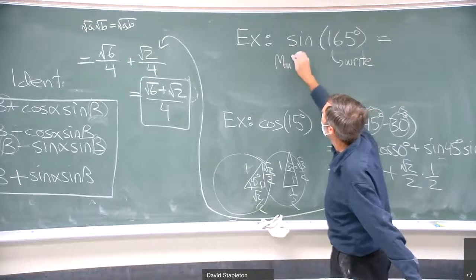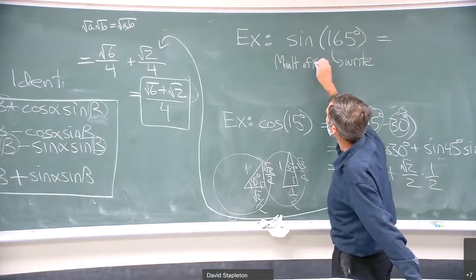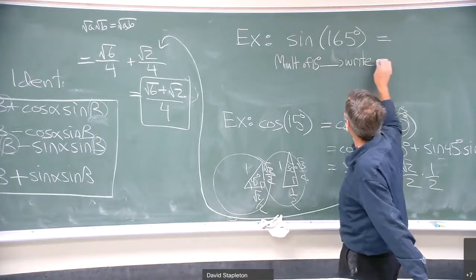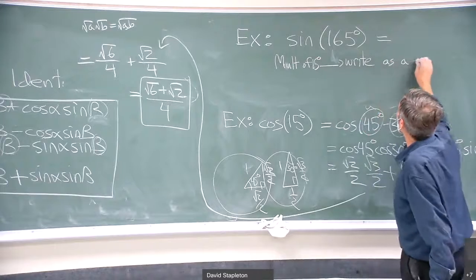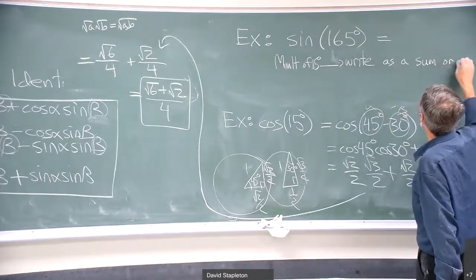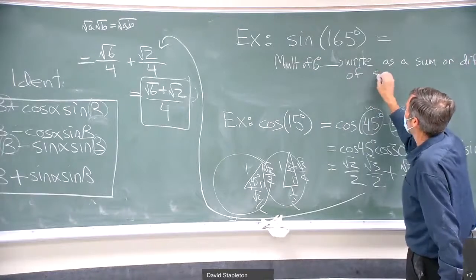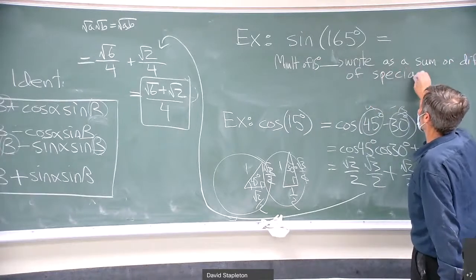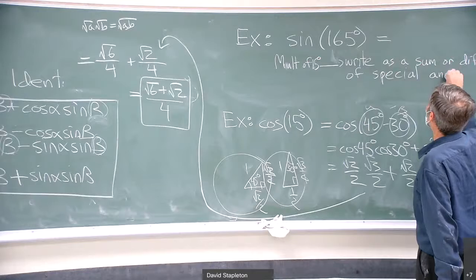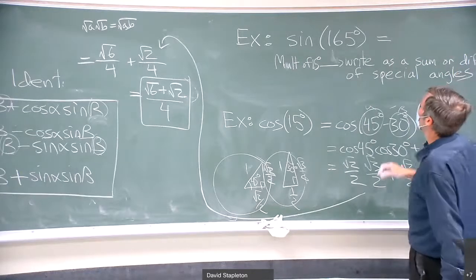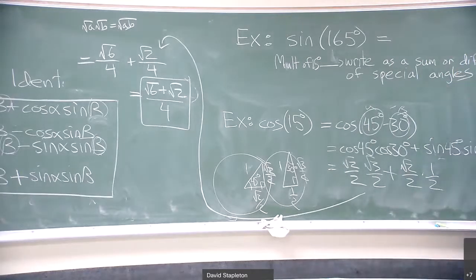Multiple of 15 degrees implies write this angle as a sum or difference of special angles. It can always be done when it's a multiple of 15 degrees. How can I write 165 degrees as a sum or difference of special angles? Special angles are multiples of 30 and 45. You do 135 plus 30. Yeah, I could do that.